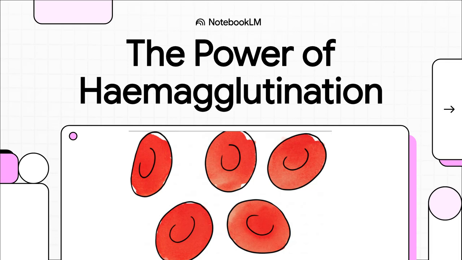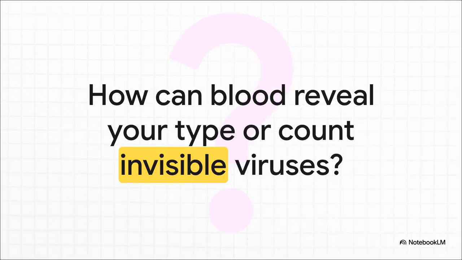Today, we're going to dive into a really fascinating biological process. It's a simple clumping reaction that unlocks a ton of information, from our own blood type to viruses we can't even see. So, have you ever wondered how a single drop of blood can tell us so much? How it can instantly reveal your blood type, or even help us count millions of invisible viruses? Well, the answer lies in one elegant, visible reaction.